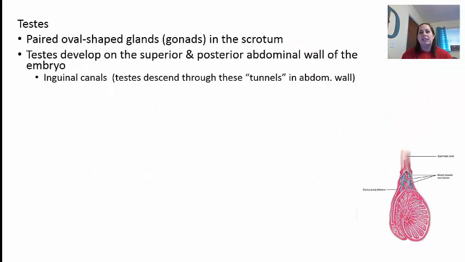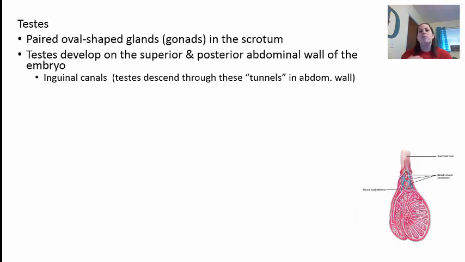This brings us to the testes, since they are located inside of the scrotum. It is a pair of oval-shaped glands, which we talked about a little bit in the endocrine chapter. Again, these are the gonads. The testes develop on the superior and posterior abdominal wall of the embryo. So as the baby is developing, these testes actually do develop in the abdomen just like the ovaries do.